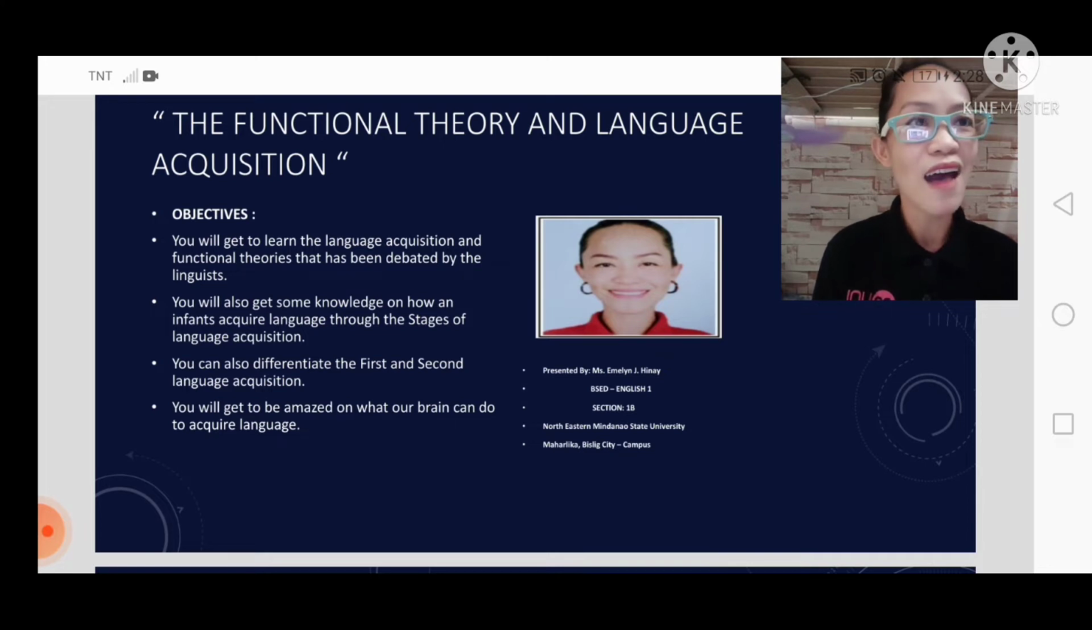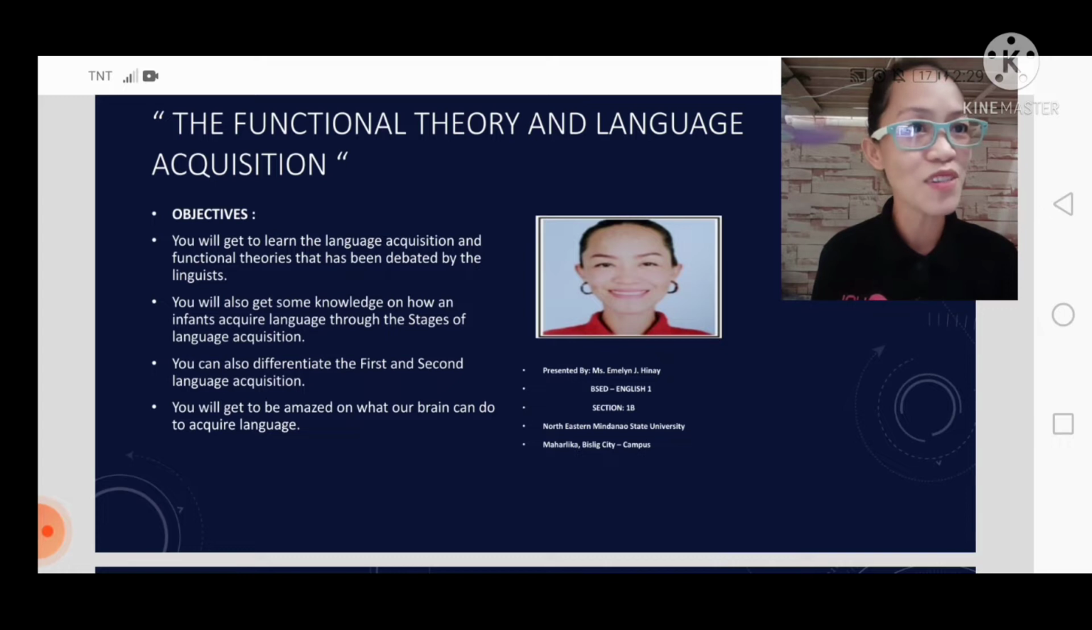So today, I am going to present to you the topic, the functional theory and language acquisition, for which I have prepared these objectives. First, you will get to learn about language acquisition and the functional theories that have been debated by linguists. Second, you will get some knowledge on how an infant acquires language through the stages of language acquisition. Third, you can also differentiate first and second language acquisition. And last, you will get to be amazed at what our brain can do to acquire language.